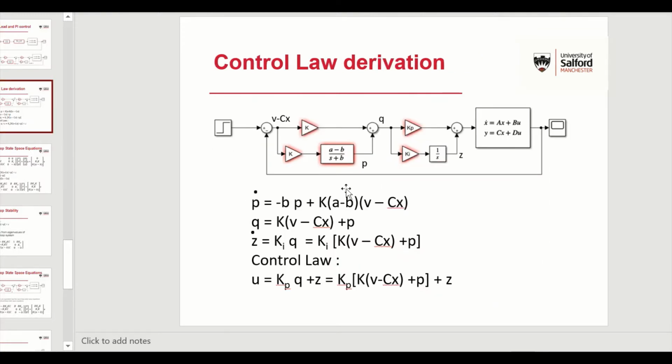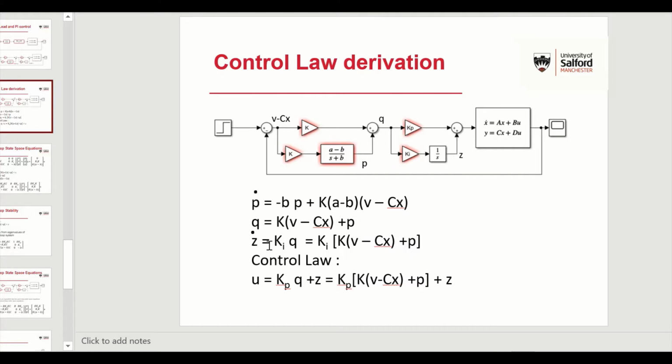So looking at our standard phase lead equations now, we've got P dot is minus bP plus K(a minus b) times (V minus Cx), which is the error. So this is the one we just did a moment ago. There's our standard phase lead expression there. We've also got that Q, which is the output from here, is equal to K times the error plus P. So here's an equation now for Q here.